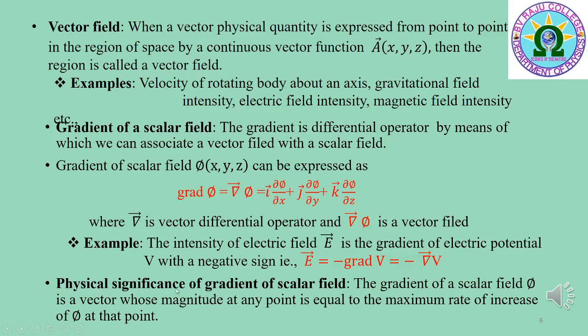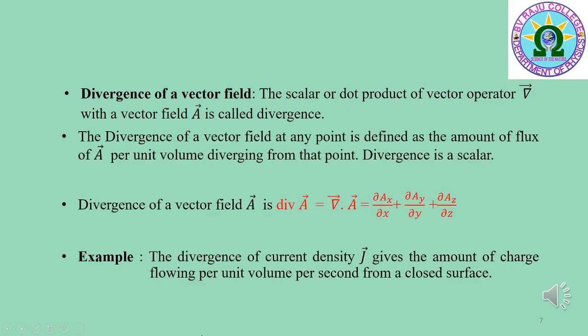The physical significance of gradient of scalar field. The gradient of scalar field phi is a vector whose magnitude at any point is equal to the maximum rate of increase of phi at that point. Now we can convert a vector field into a scalar field by using divergence operation.